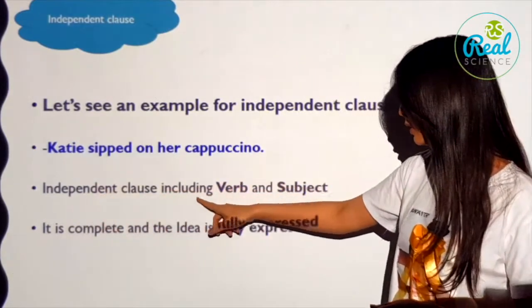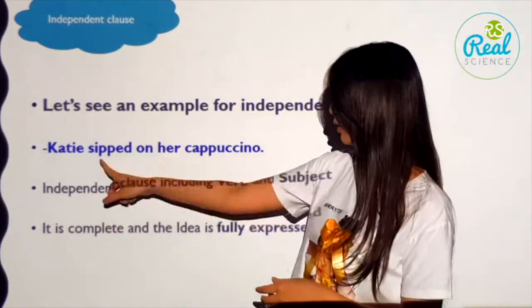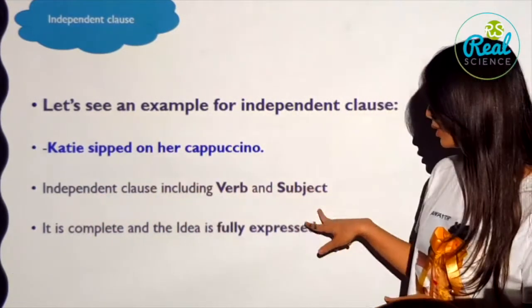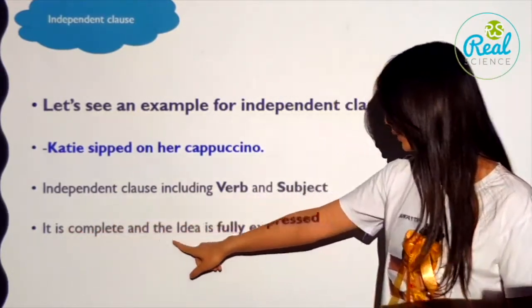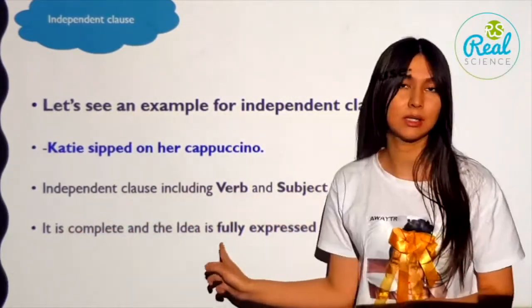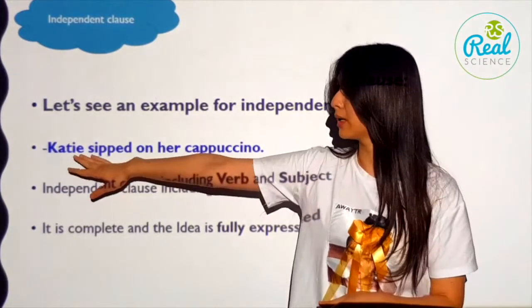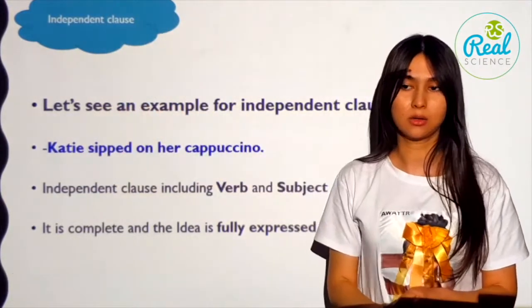So here, an independent clause, including a verb and a subject. So here we can see an independent clause which includes a subject and a verb. It is complete and the idea is fully expressed. As I told, here the idea is fully expressed. Therefore, it is an independent clause.